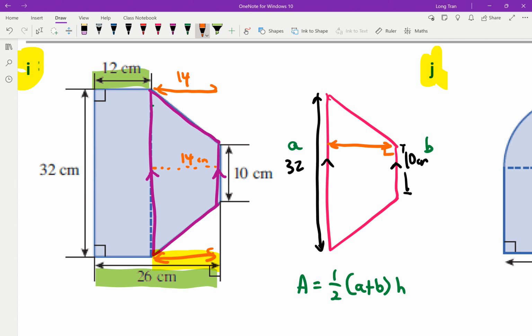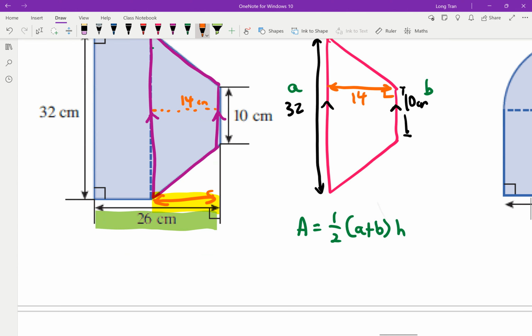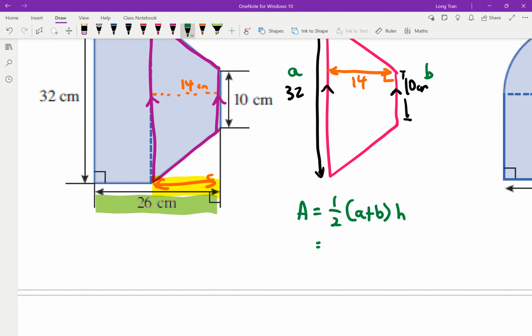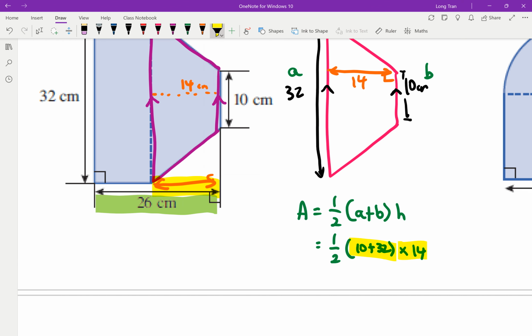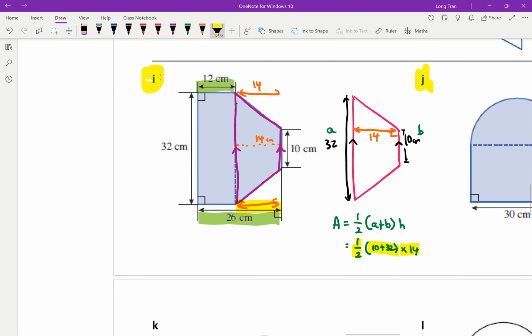Now that I know that this is 14, I can use my formula. It is equal to half times 10 plus 32. Doesn't matter which one's A or B. And then you're timesing this by the height, which is 14. Make sure to do the brackets first if you're doing this on a calculator. Do the brackets, times by 14, and then times by half, or divided by 2. So that's how you do I.